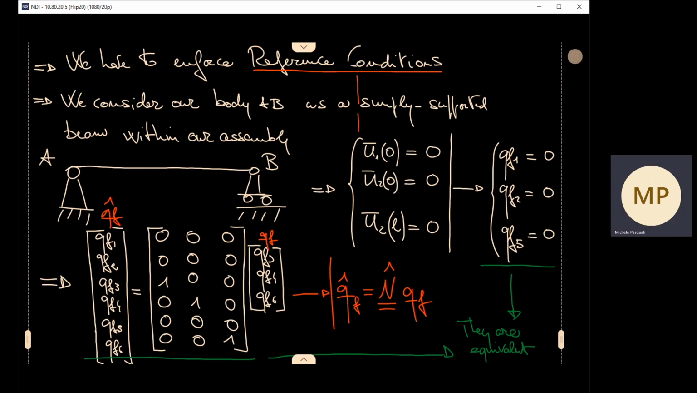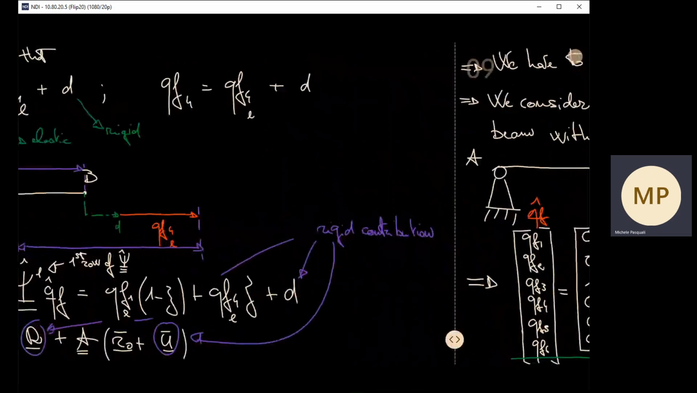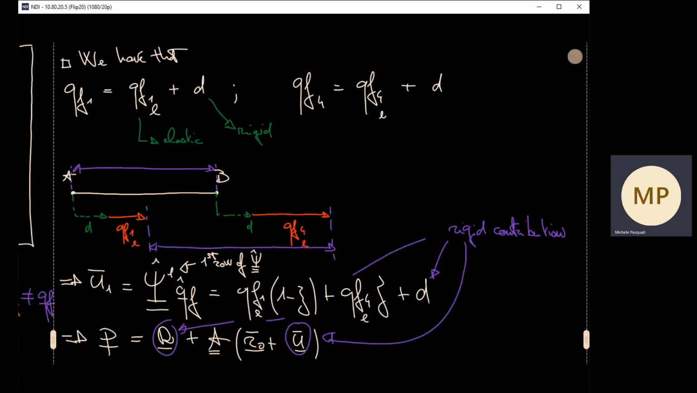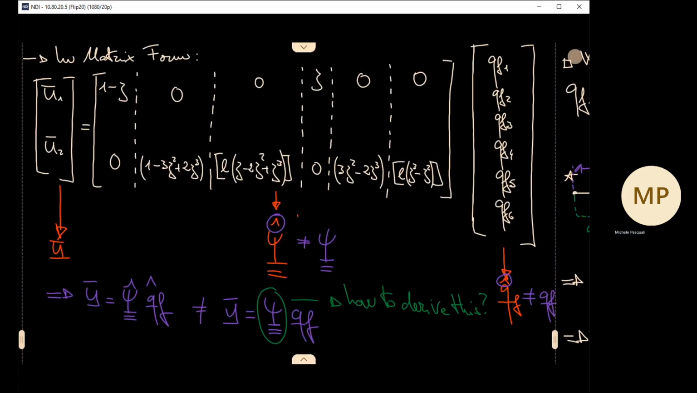These are the reference conditions. Okay, actually, let's write it a little bit better. Okay, so let's use it in the previous equation that we have written here. Let's use this into this. Okay?